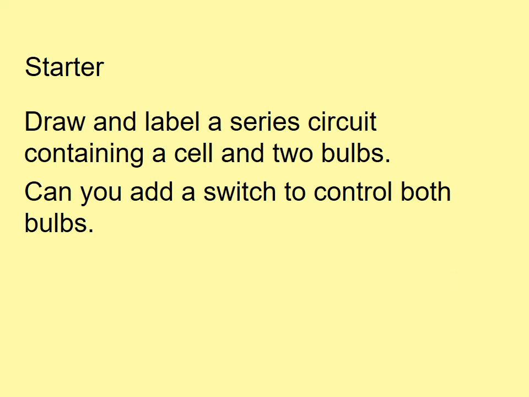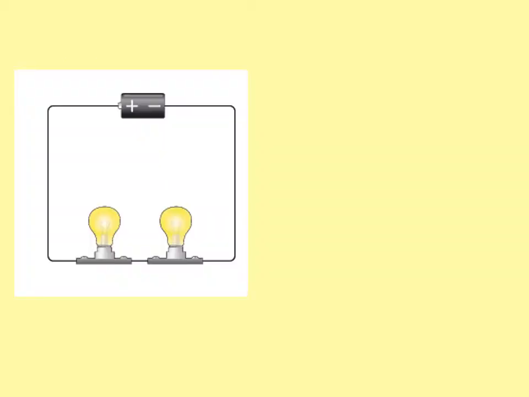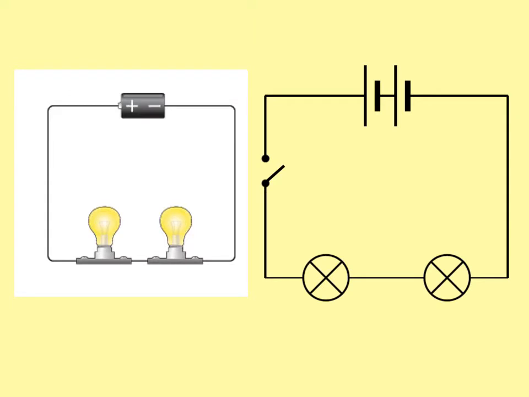Okay, and stop there then. Let's see how we've got on. Here we've got a key stage 2 diagram where we've got two bulbs and a cell all in series. As you can see, the line goes all the way through each component. At key stage 3 and key stage 4, you'd be expected to draw something like this, where we've got the circuit symbols for each of these components, and in this diagram we've got a switch.